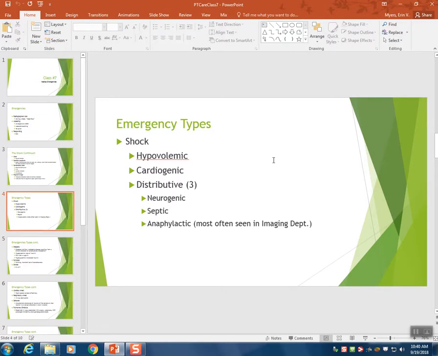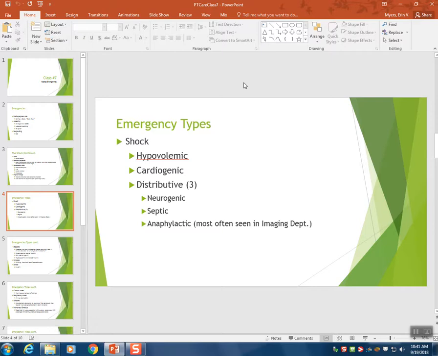Within emergency situations, there are different types of shock. You have hypovolemic shock, and this may be one of those situations where you see a patient maybe losing blood externally or internally. This patient may have a GI bleed, so they can be losing blood internally somewhere. They may have just had a procedure done, and the artery may be nicked and they're bleeding internally.